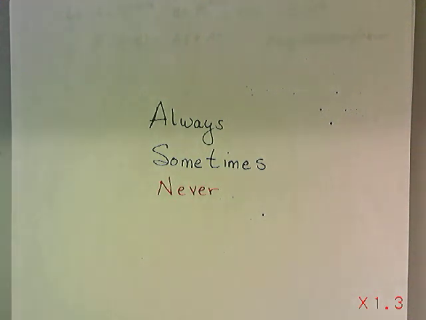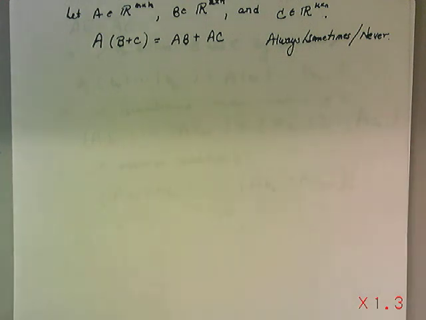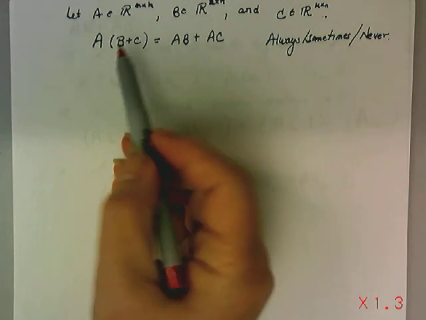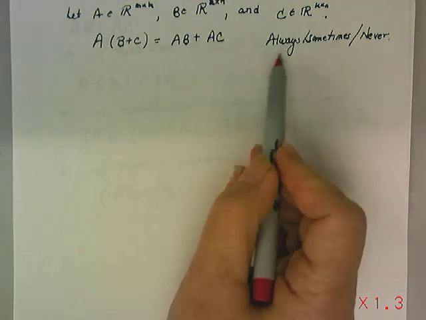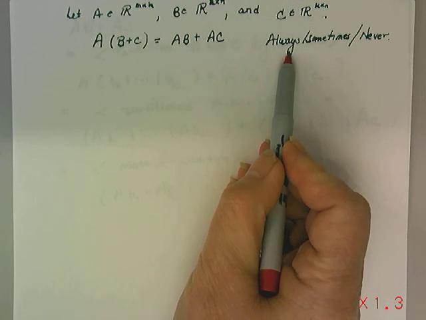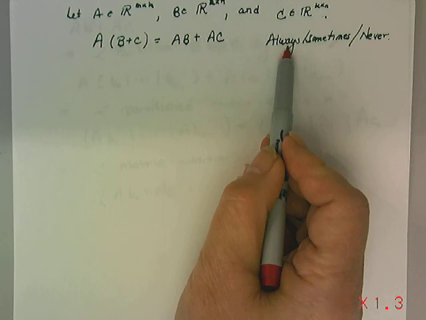Always, sometimes, never. Here we want to decide if matrix multiplication distributes over matrix addition. And I again believe from some of the examples that we looked at, we know that at least it's sometimes true. And I'd like to see if I can prove if it's always true.